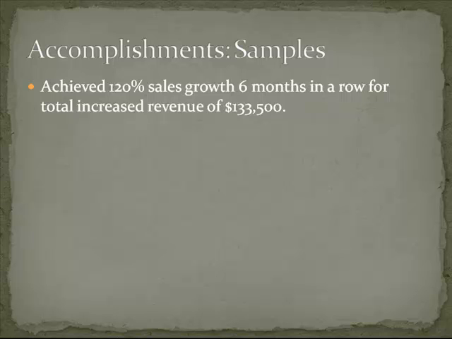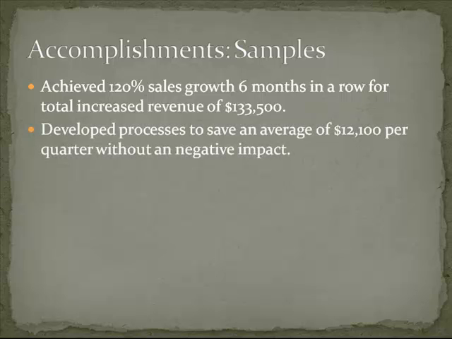Here's another example. Developed processes to save an average of $12,100 per quarter without a negative impact. And I need to really work on my grammar spell checker thing because that should say without a negative impact.